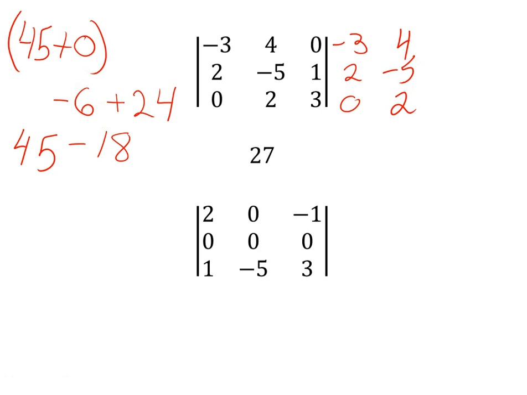Same thing on the second one. So we repeat the first 2 columns: 1, 0, -5. And then we do the same thing. So down, which would be 0, 0, 0. And then the ups, 0, 0, 0, minus 0. So it looks like the second one would be 0, which means that the second one does not have an inverse. Okay, so the second one does not have an inverse.